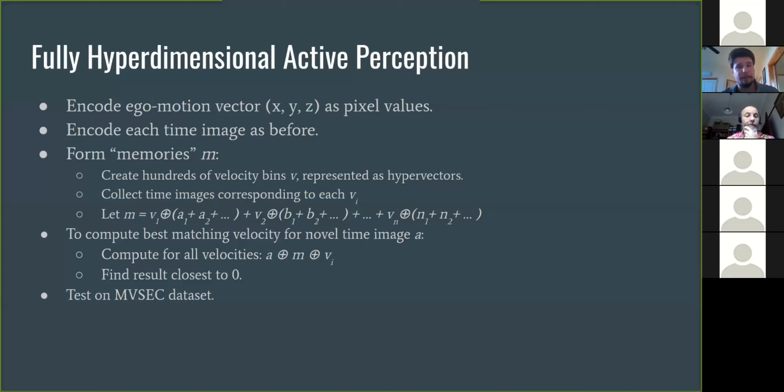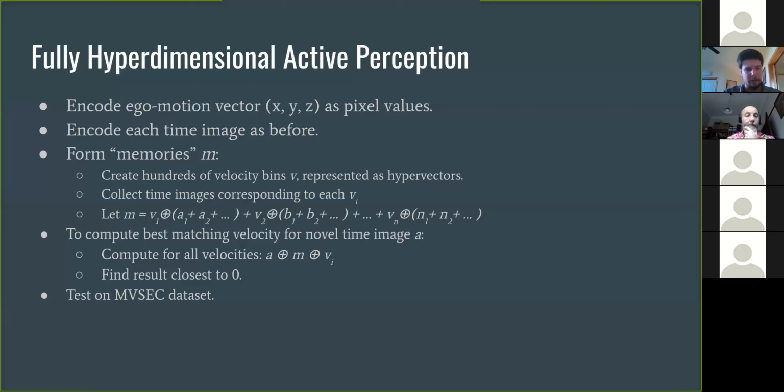And if you wanted to then figure out which velocity is being experienced, you simply compute, given a novel time image A encoding, the XOR of that with the memory M, and XOR it with all the values of V, the velocities it could experience, until you find the one that matches the best.